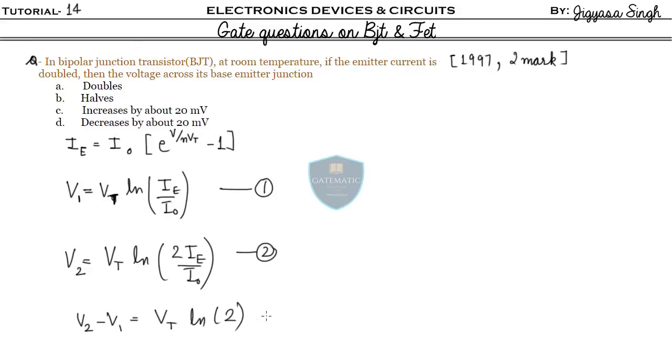Clear till here? Now it is saying that it is at room temperature, so I'll take Vt as 0.026 into ln 2. I hope that you are using your GATE calculators. There is an app for it available on the store, so you should download it. So what do we get after solving this? 18 millivolt, which is approximately equal to this. So the answer is C.